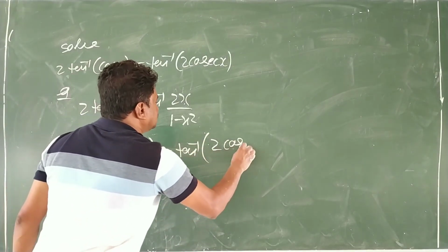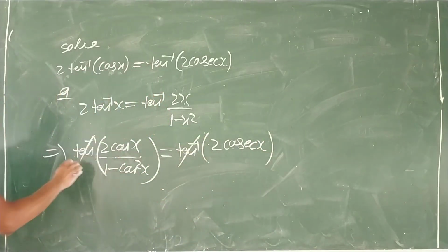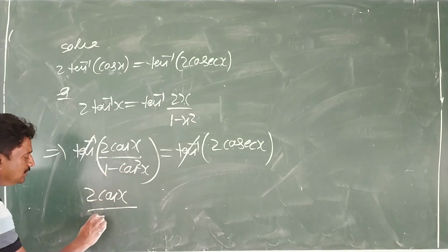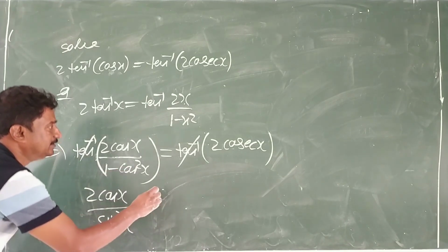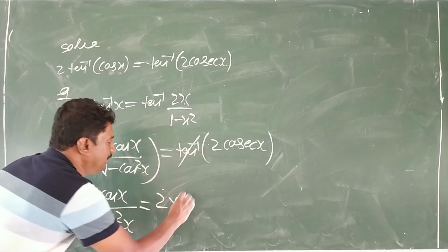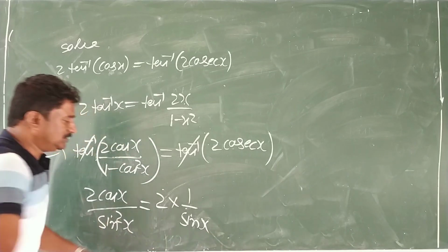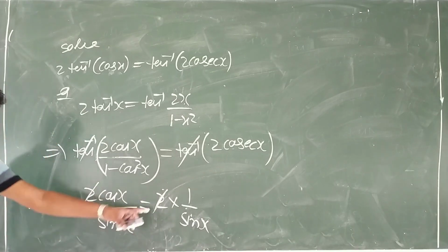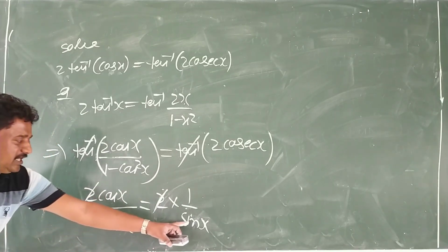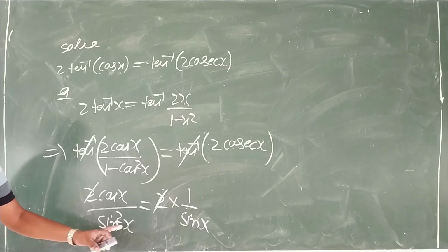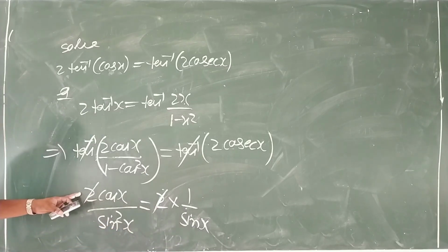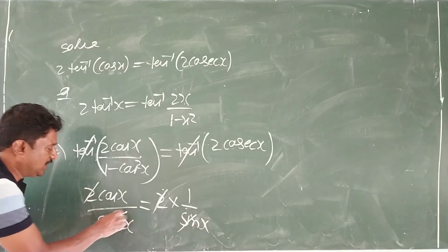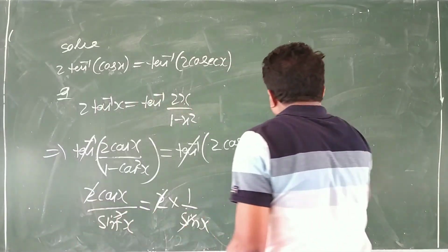Last step, students. Tan inverse gets cancelled. 2 cos x by, what is 1 minus cos square x? Sin square x. 2 into cosecant x means 2 by sin x. The 2 gets cancelled, students. Sin gets cancelled, because on cross multiplying, this sin comes to the numerator and can be cancelled. Tell me how much remains.